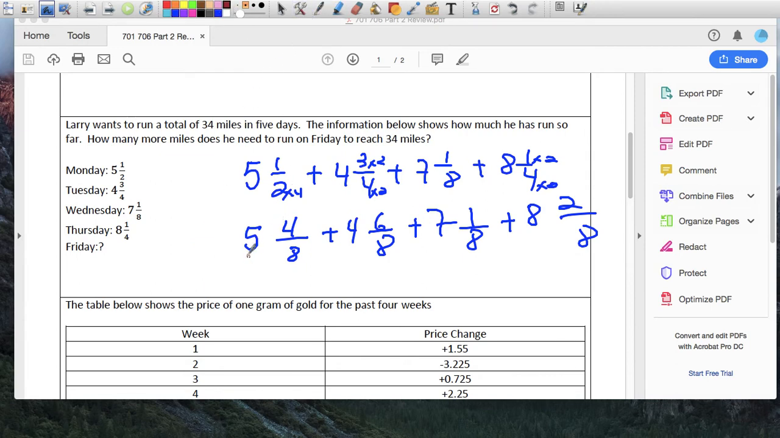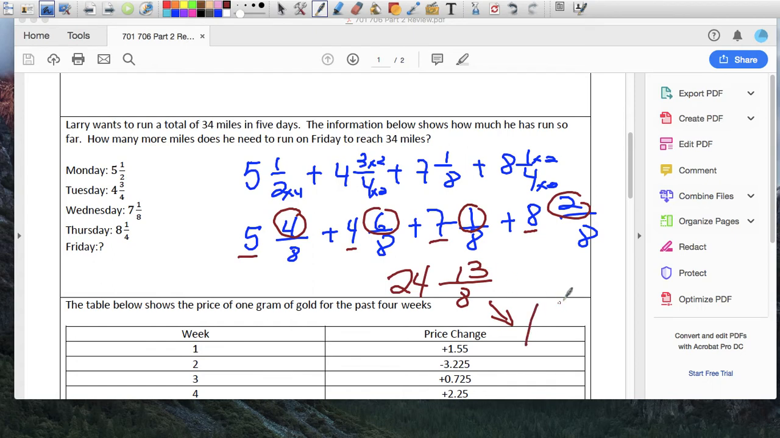But if I add my whole numbers, let's focus on the whole numbers. 5 plus 4, which is 9, plus 7, which is 16, and 16 plus 8 is 24. So I got 24 as my whole numbers. My fractions, it's going to be 8 over here, right? So let's add the numerators. 4 plus 6 is 10, plus 1 is 11, and 11 plus 2 is 13. Well, I can't leave it like that, right? So 24 is going to stay, but let's change the 13. This is an improper fraction. Let's change 13 over 8 to a mixed number.